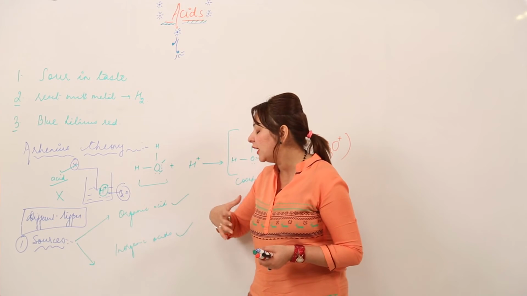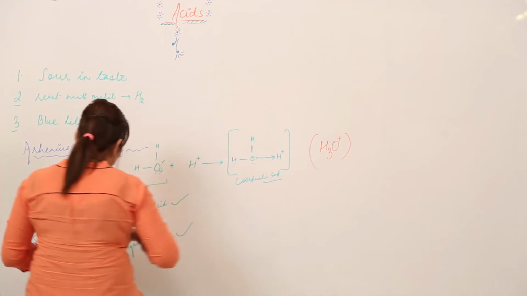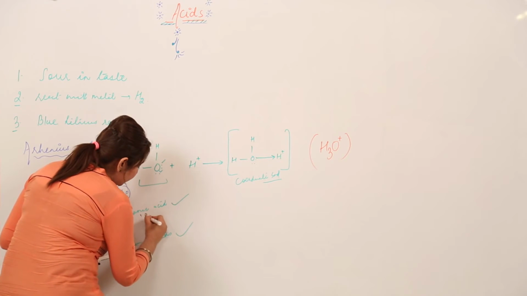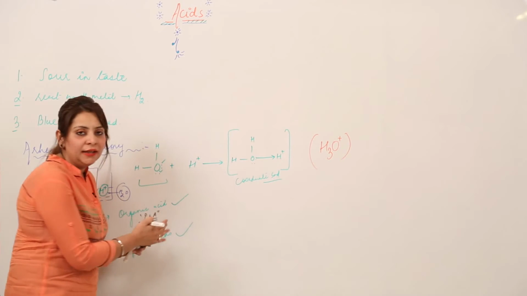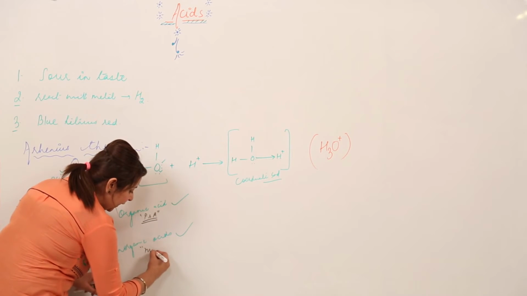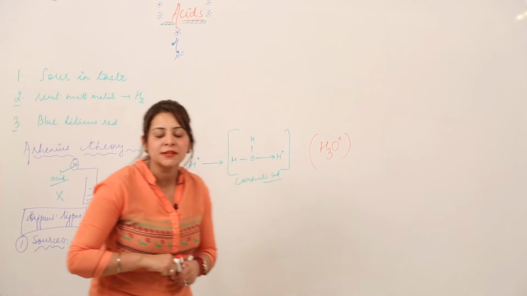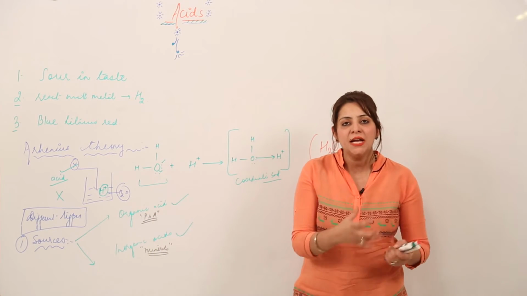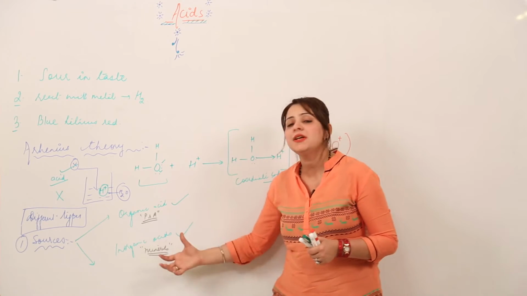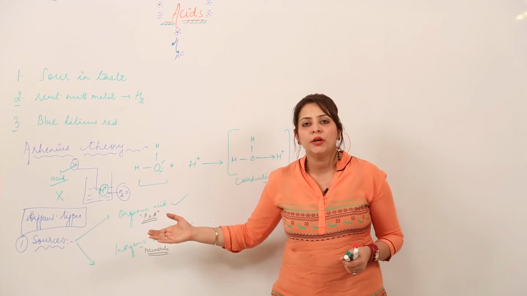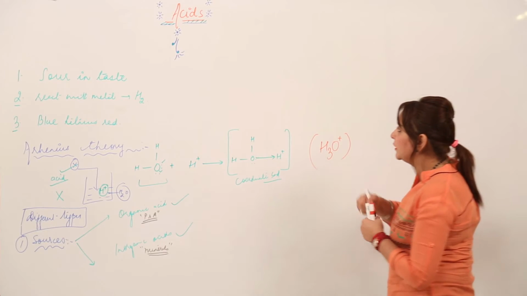Now, which acids are called organic acids? Those acids which are obtained from plants and animals, either directly or indirectly, are called organic acids. And the acids which are obtained from the minerals present in the earth are called inorganic acids. So, the acids which we get from plants and animals are organic acids, and the acids which we get from minerals present in the earth are inorganic acids. Let us look at some examples.